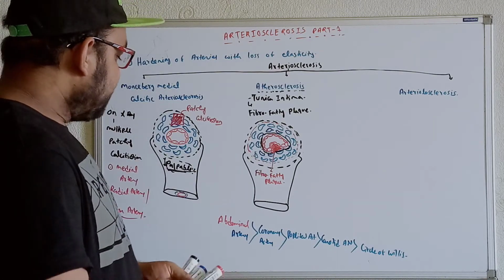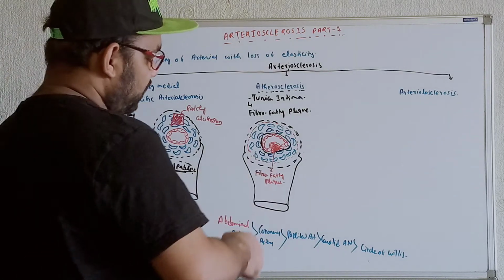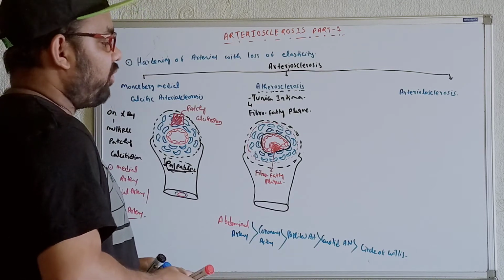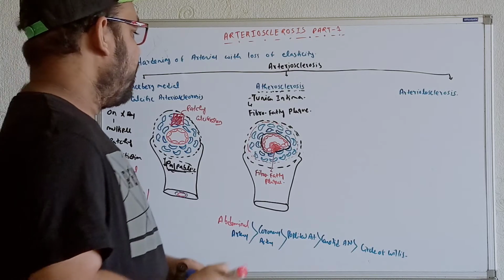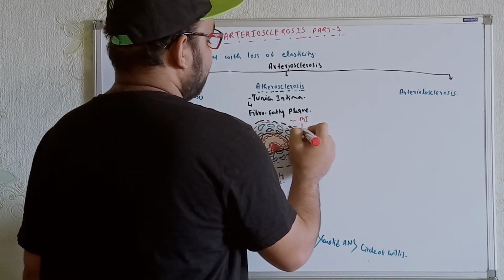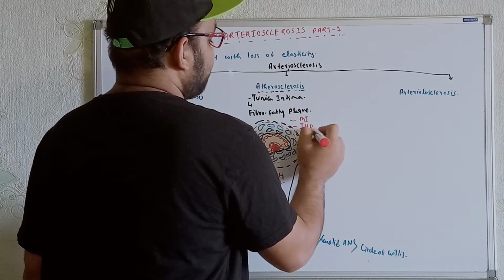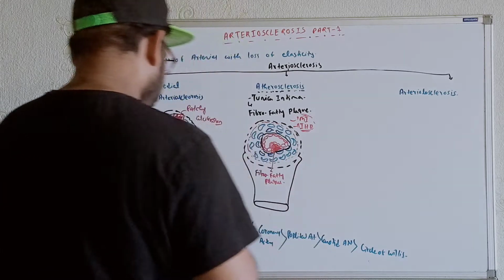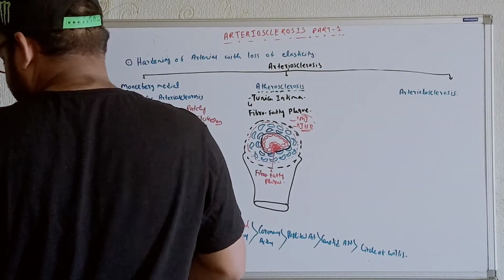Now, when we get this type of development in different places, for example in the coronary artery, in those regions we can get the development of myocardial infarctions, or you can get ischemic heart disease. We'll talk about all these things in detail, okay? Don't worry. Now this is the introduction part in terms of atherosclerosis.